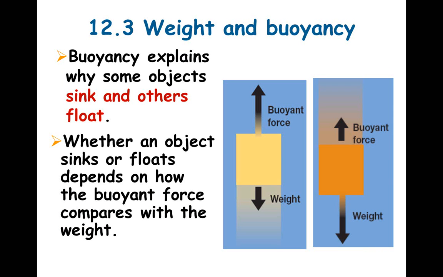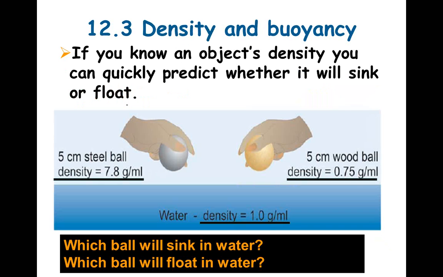Buoyancy explains why some objects sink and others float. You've got a 5 centimeter steel ball and a 5 centimeter wood ball. It's all about their density and their density compared to water. You should have in your notes, water's density is equal to 1 gram per milliliter. If it is greater than 1 gram per milliliter, it's going to sink. The steel ball is greater than 1 gram per milliliter. It happens to be 7.8, whereas the wood ball is 0.75. So the wood ball is going to float.